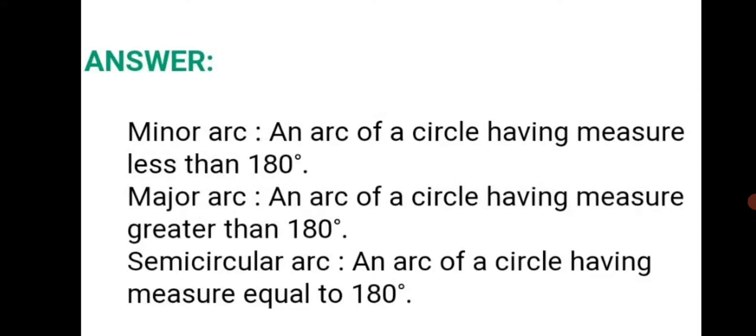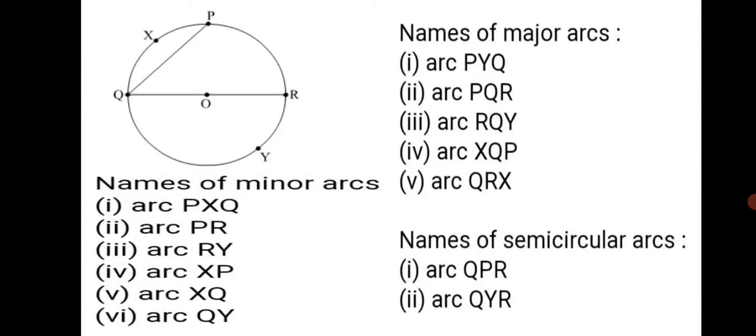Minor arc, an arc of a circle having measure less than 180. Major arc, an arc of a circle having measure greater than 180 degree. And semicircular arc, an arc of a circle having measure equal to 180 degree. So now let's write the answer. Here we have the names of minor arcs, the names of major arcs, and the names of semicircular arcs. Let us look at them one by one. First, we will begin with minor arcs.